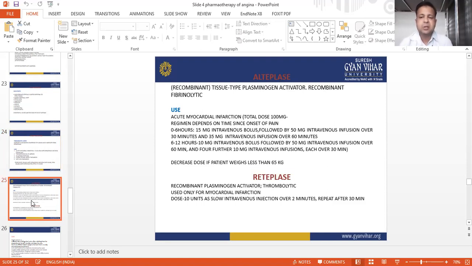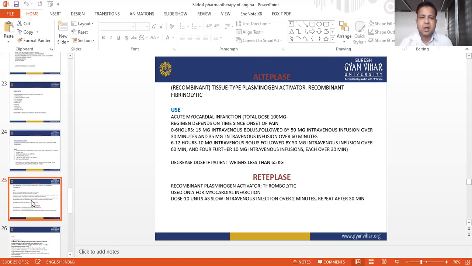Alteplase, recombinant tissue type plasminogen activator, a recombinant fibrinolytic, used in acute myocardial infarction. Total dose 100 mg; the regimen depends on time since onset of pain. 0 to 6 hours: 15 mg intravenous bolus followed by 50 mg intravenous infusion over 30 minutes and 35 mg intravenous infusion over 60 minutes.